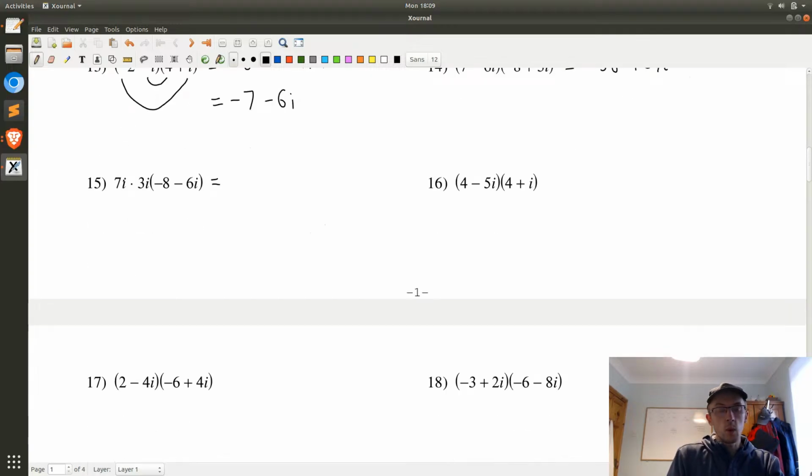Here, we best multiply 7i by 3i to begin with. And when we do that, we get negative 21. So negative 21, and in the brackets, negative 8, take 6i. And then just multiply throughout. So negative 21 times negative 8 is positive 168. And negative 21 times negative 6i is going to be positive 126i.